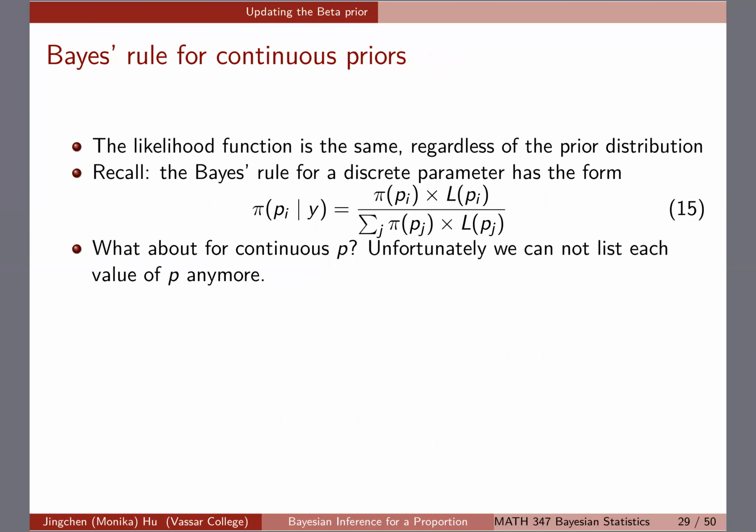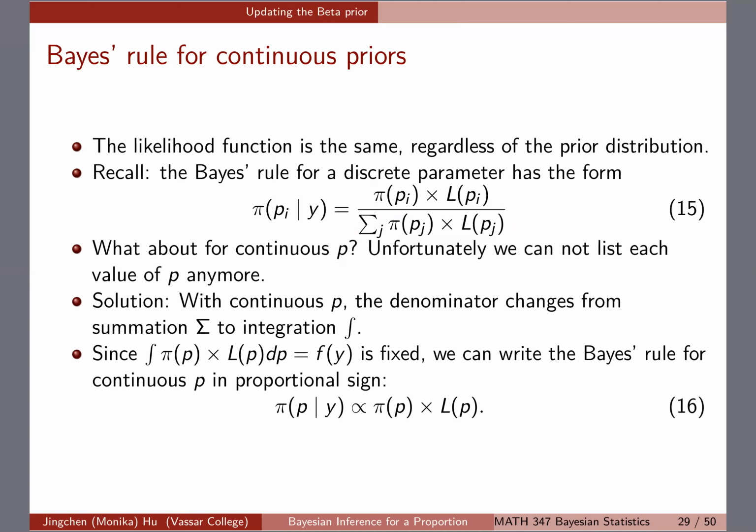And now we have a prior that is continuous. So how are we going to use Bayes' rule? Recall that for the discrete case in equation 15, we have the discrete form of Bayes' rule, right? And we wrote functions to compute step by step, like the prior from the joint, then the posterior from the joint, and then the posterior with the Bayesian crank function. For continuous p, the denominator probably doesn't work anymore because we don't have a finite number of p values. We actually have a continuous distribution for p, so we cannot list each value of p anymore. We have to figure out a way to derive the posterior.